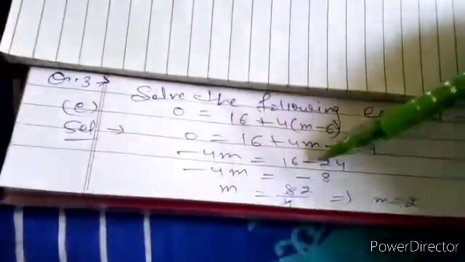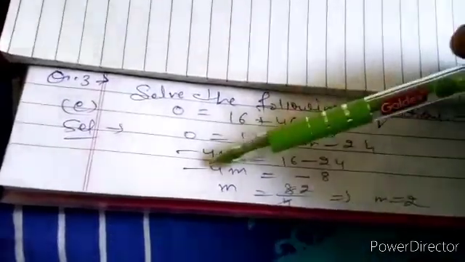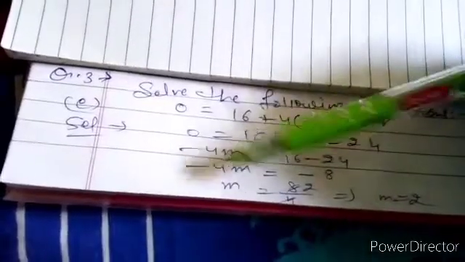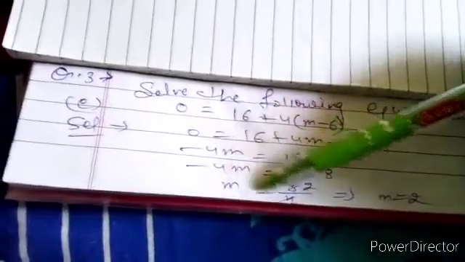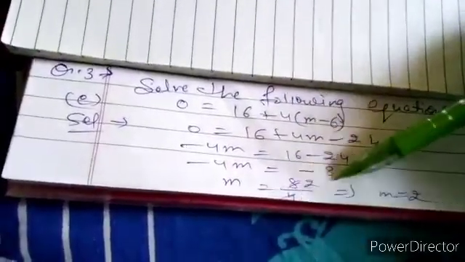Minus 4m. 16 minus 24, it will be minus 8. On left hand side there is a minus sign and on right hand side also. Minus minus can be cancelled. It will be left m. We need just m value. So 4 also will be shifted to right hand side. It will be denominator of 8.